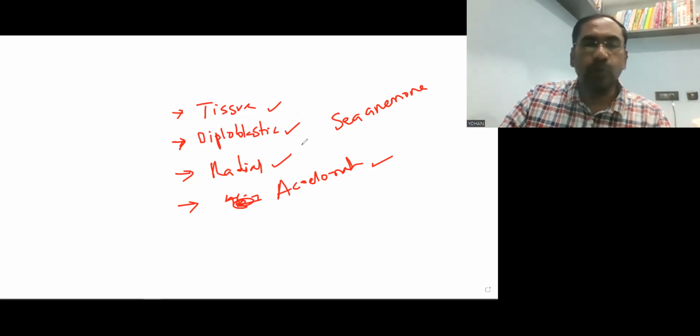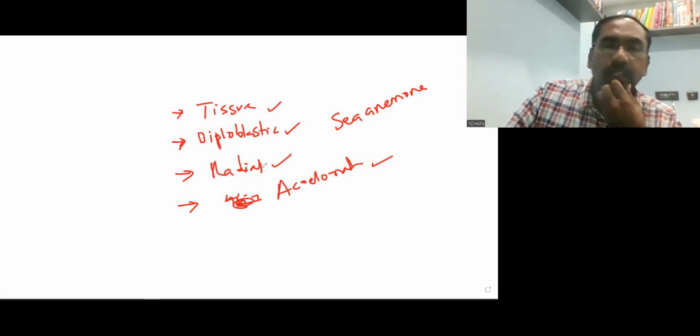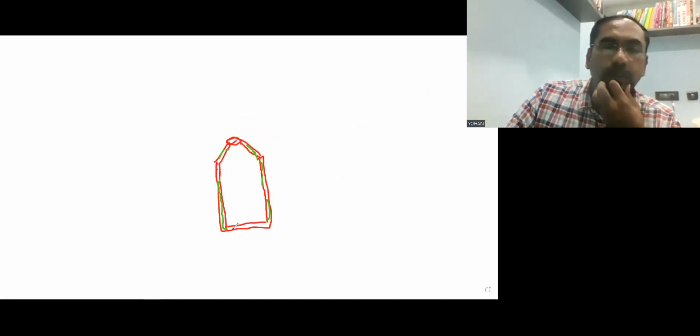Next, coming to the body structure. See, these are the true diploblastic animals having two germ layers. What are the two germ layers? Ectoderm and endoderm. Between them is present mesoglea. Mesoglea. Very good. Mesoglea is present.